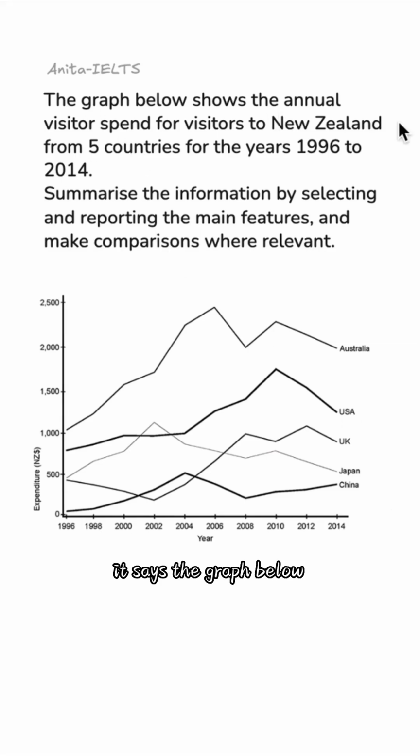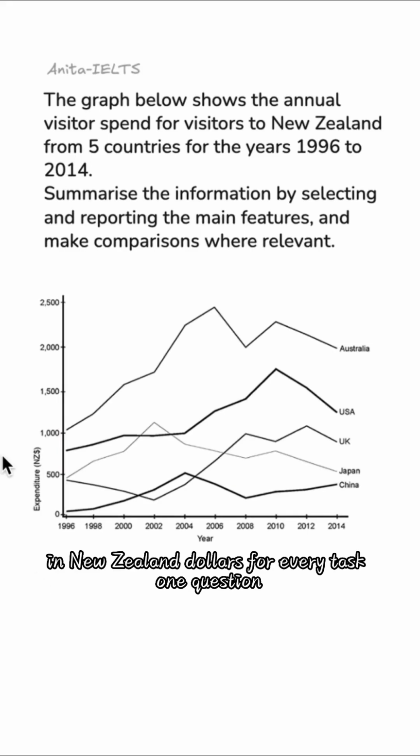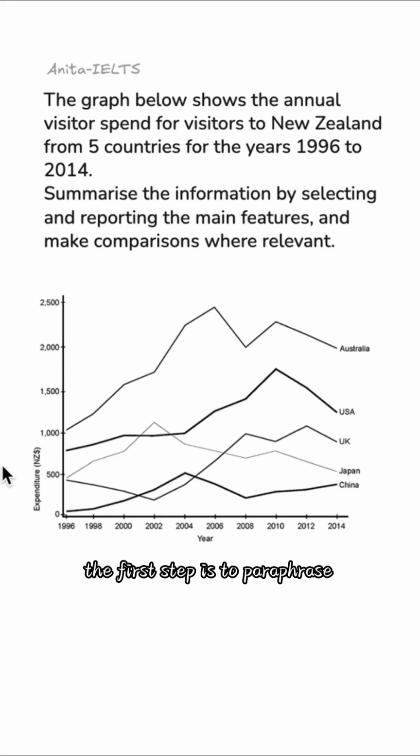It says, the graph below shows the annual visitor spend for visitors to New Zealand from 5 countries for the year 1996 to 2014. The unit we can see is expenditure in New Zealand dollars. For every Task 1 question, the first step is to paraphrase. So when you paraphrase, don't look at the question text alone. Check the chart too. For example, if you ignore the y-axis, you might miss a unit is in NZ dollars.